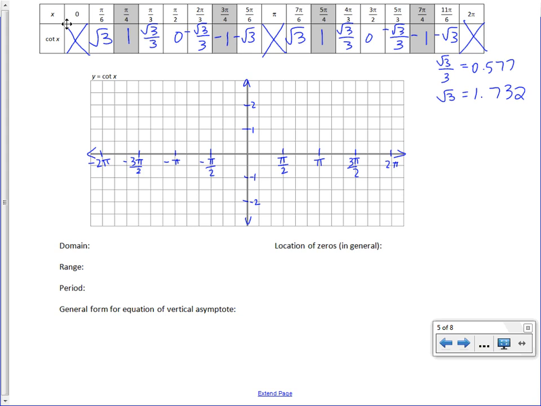Good to go, guys? So again, I would always start with asymptotes. The asymptotes are at 0, pi, and 2 pi.